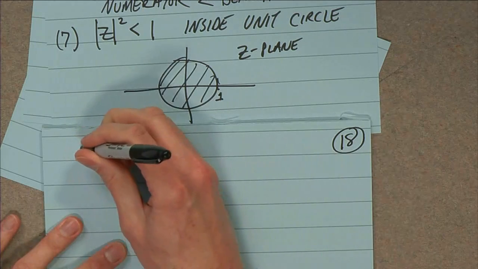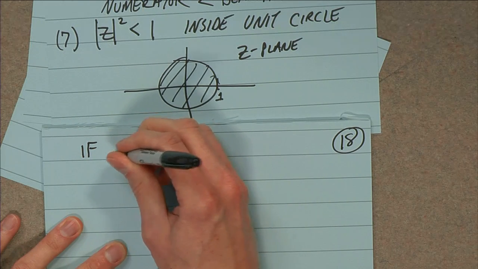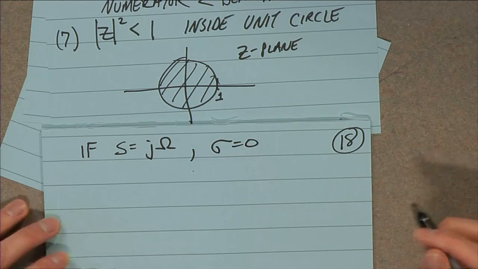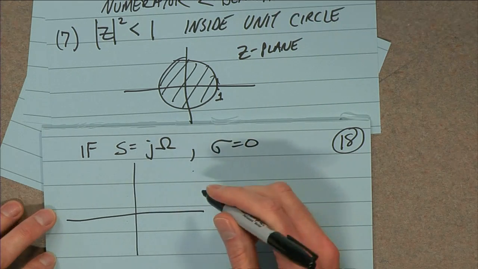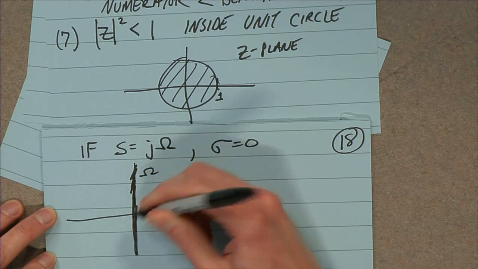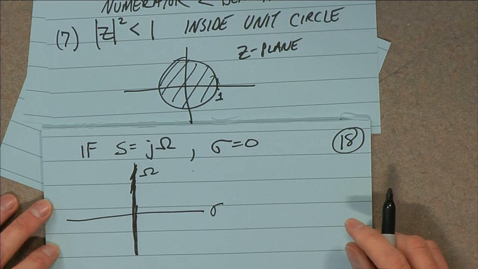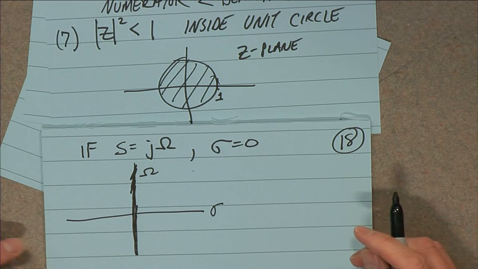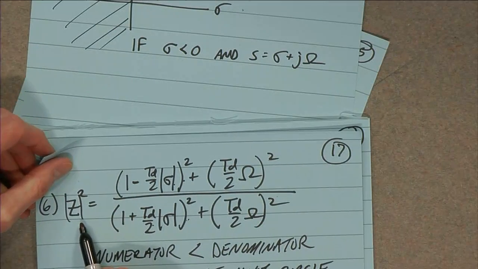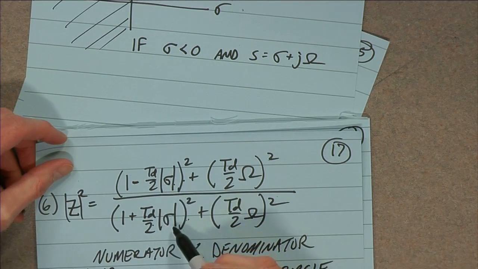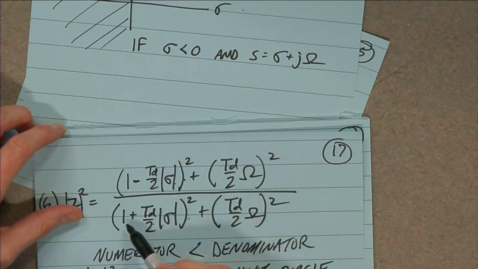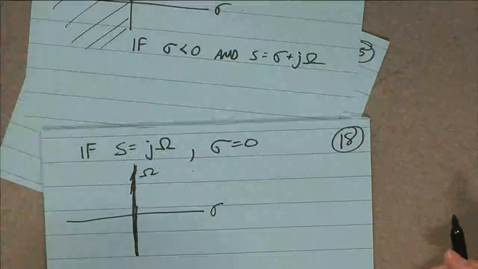Suppose we look at another condition. What if s equals j omega? So sigma equals 0. So where is that? Well, that is just this line in the s-plane. Where is that going? Well, if we look back at our expression for z squared, everything with sigma goes away. So we end up with 1 squared plus all this.